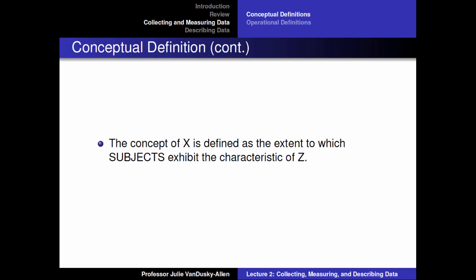After we identify the measurable properties of our concept and identify its unit of analysis, we would write down the conceptual definition of the concept. This template could help you write a conceptual definition. The concept of X is defined as the extent to which subjects exhibit the characteristic Z.